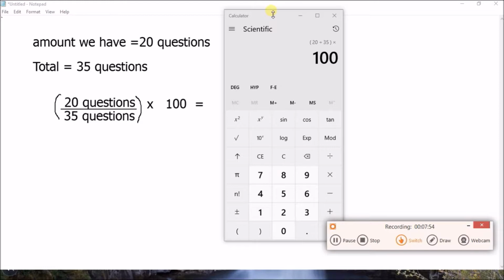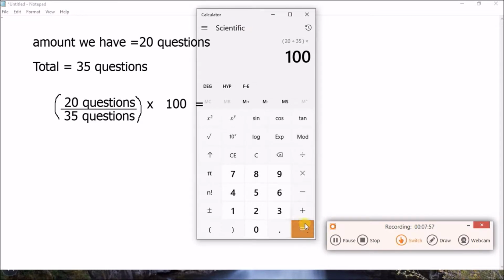I can't multiply by 100. I got my thing in the way. Multiply by 100. All right.